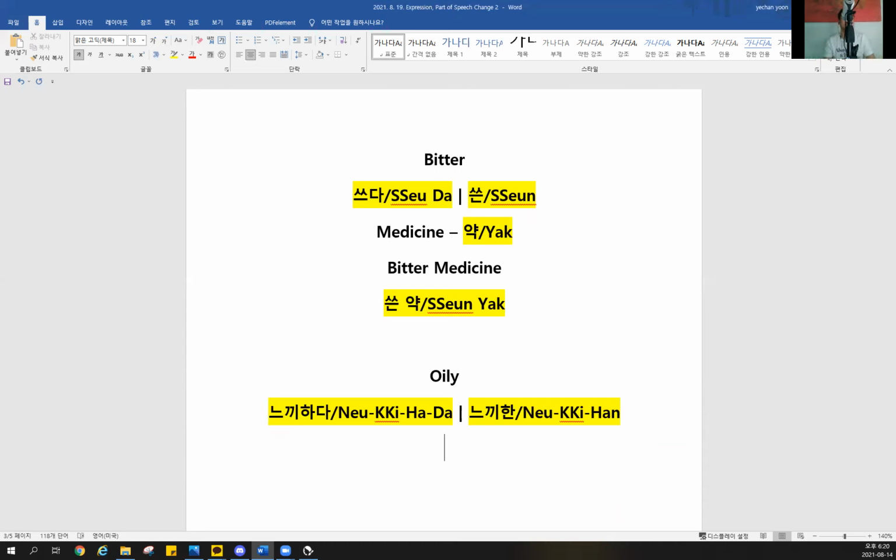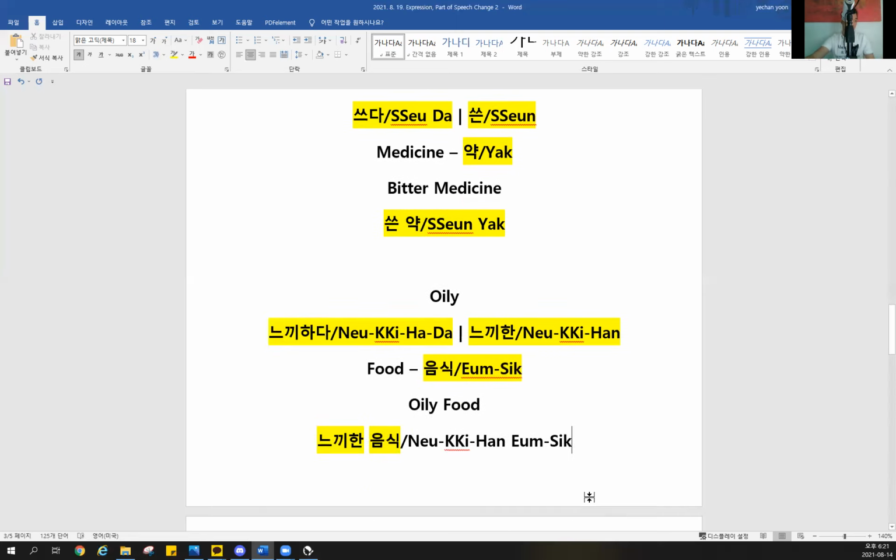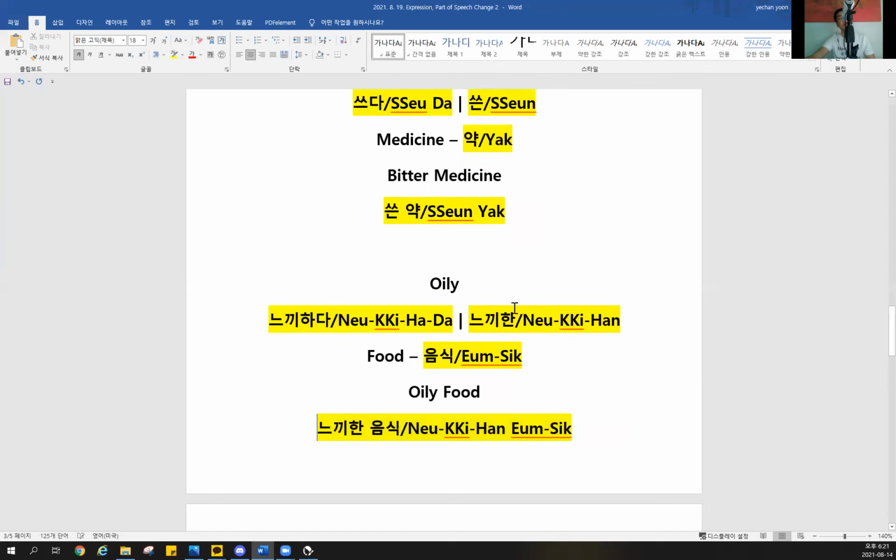Okay, oily. How can you say 느끼한? Oh, okay. Try this one. Food. How can you say 음식? 음식. Okay, this is how you say food. Then oily food. How can you say oily food? 느끼한 음식. 느끼한 음식 is the oily food.